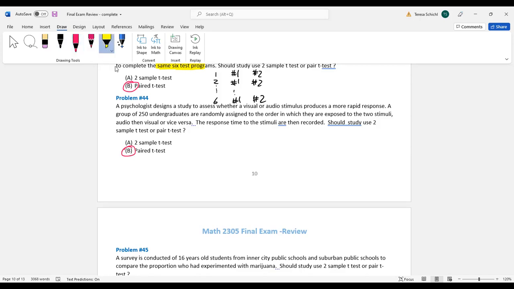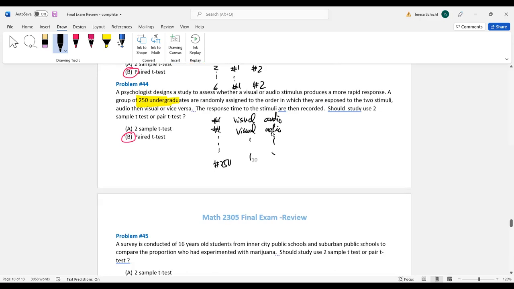Because these 250 students, they are exposed to both. Right, then they want to see the differences here, right? So because you have the students, right? So this is number 1, number 2, number 250. Then they are both exposed to the visual and the audio. So the same ones, the visual and the audio, right? So they do have the natural pair. So this is a pair t-test.